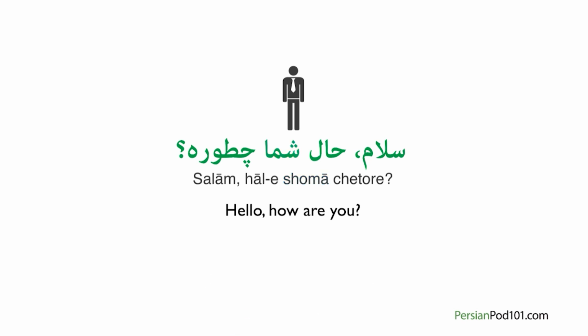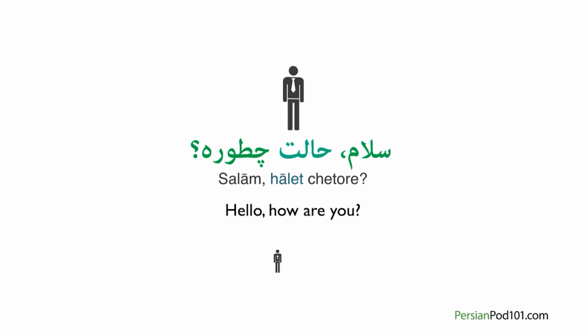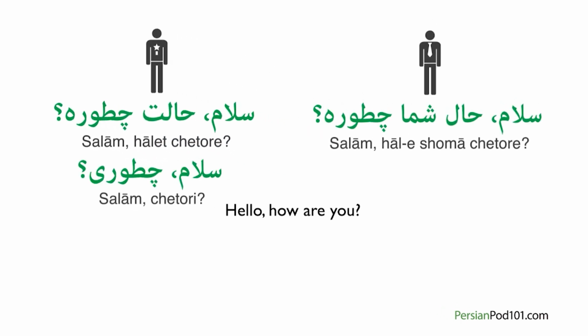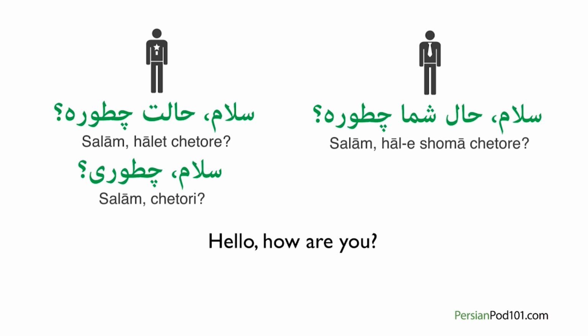Now, if you remember the first lesson, adding et to a word made it informal. Therefore, if you add et to hal instead of شما, you make the whole sentence informal. سلام, حالت چطوره? حالت چطوره? Notice that there are many ways of saying the same phrase in Persian, making it shorter or longer. But remembering the basic words will help you get through almost any conversation.